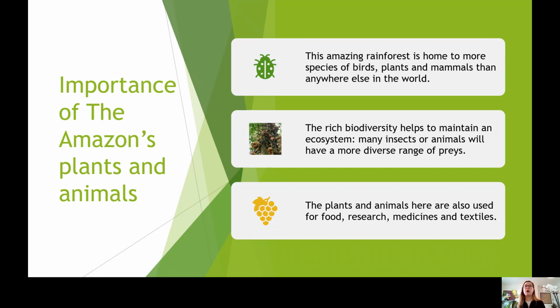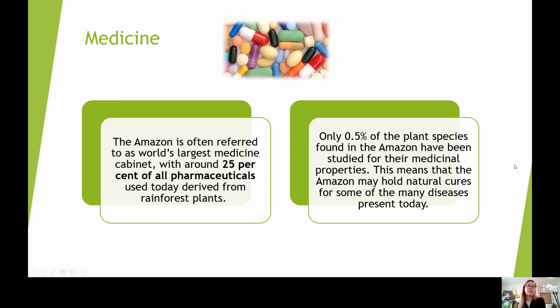Many insects or animals will have a more diverse range of prey. Now, this is what I spoke about earlier about the food chain. If you have a more diverse range of plants, you will have a more diverse range of animals because the animals eat the plants further down the food chain. The plants and animals here are also used for food, medical research, scientific research, medicines, and textiles.